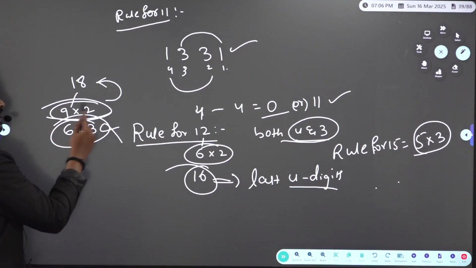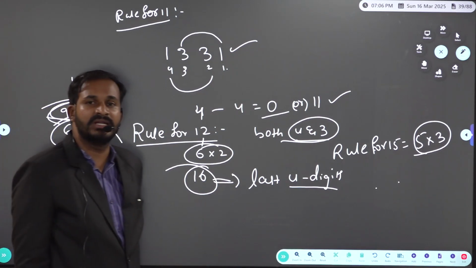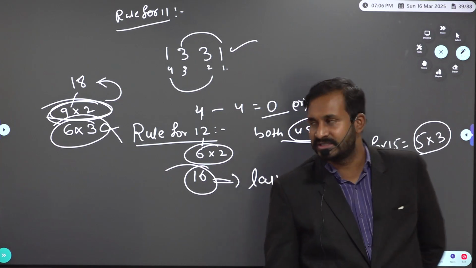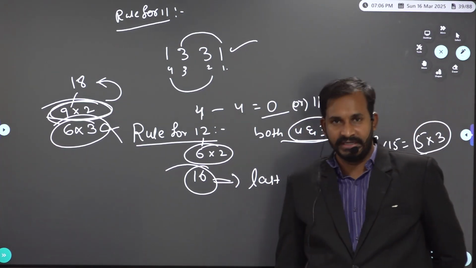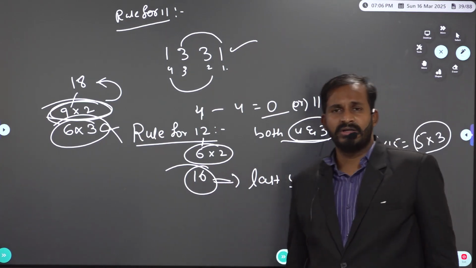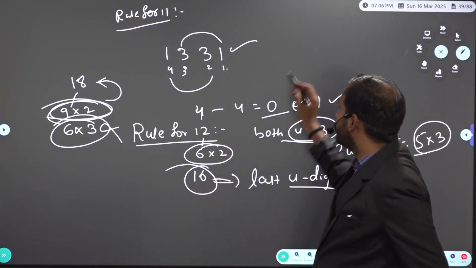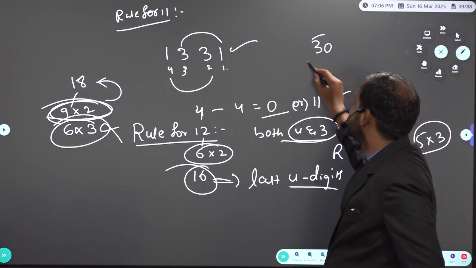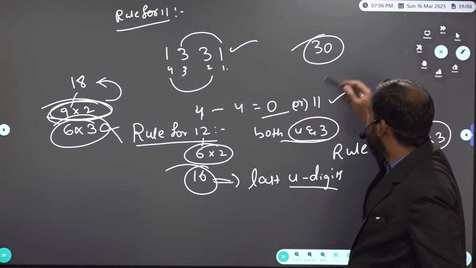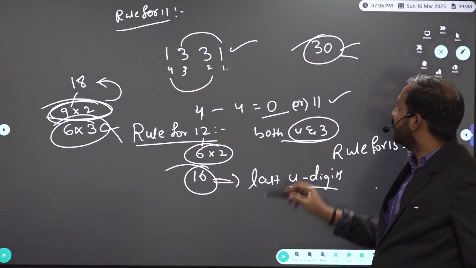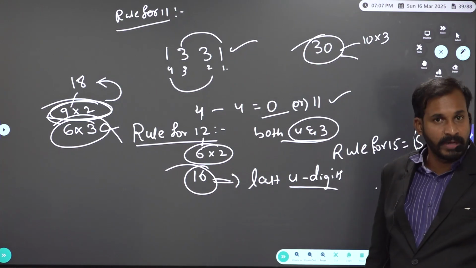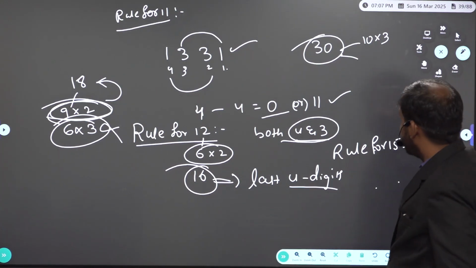I will take 9 and 2. I will check whether the number is divisible by 9 and 2. If the number is divisible by 9 and 2, then I will say that that number is divisible by 18. Like this, take the product of two co-primes. For example, if I want to write the divisibility rule for 30. Sir, you can say 30, I can write it as 10 into 3. Those two are co-primes. Yes, you can take that one.